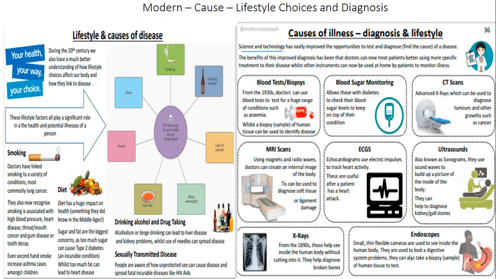CT scans are advanced X-rays which diagnose tumours and other growths such as cancer. MRI scans use magnets and radio waves, and doctors create an internal image of the body. Usually if someone's been in something like a car accident, they'll have an MRI straight away. This can be used to diagnose soft tissue or ligament damage.